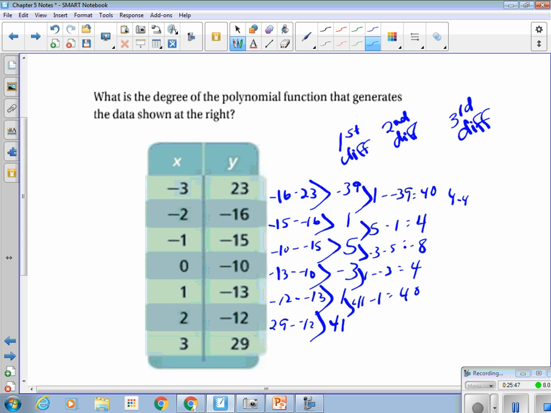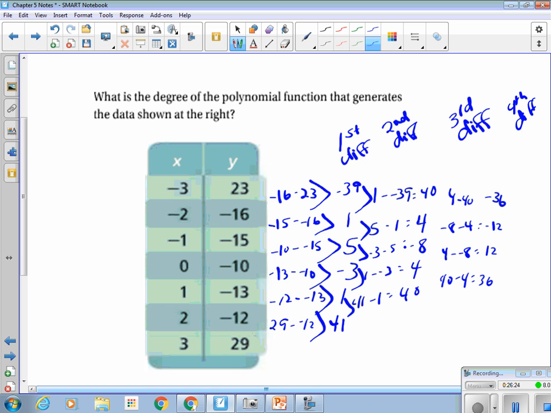So we're going to go 4 minus 40, negative 36. Then we're going to go negative 8 minus 4, it's negative 12. Then we're going to go 4 minus negative 8, which is 12. And then we're going to go 40 minus 4, which is 36. Not constant yet, right? Not yet. So now we're going to do fourth differences.